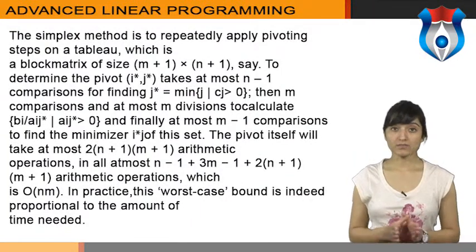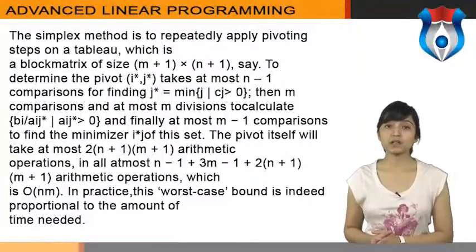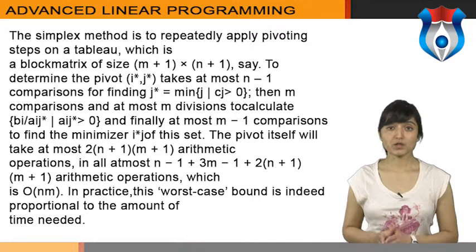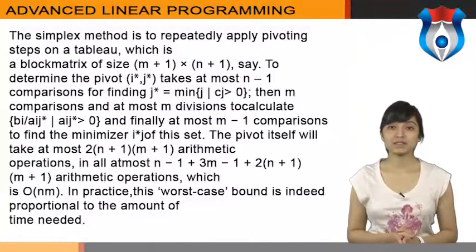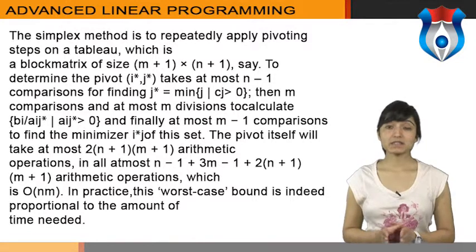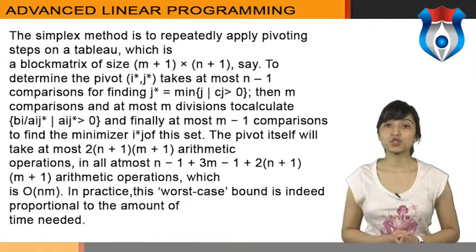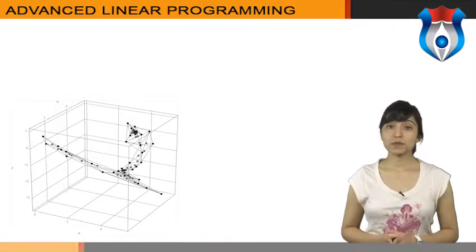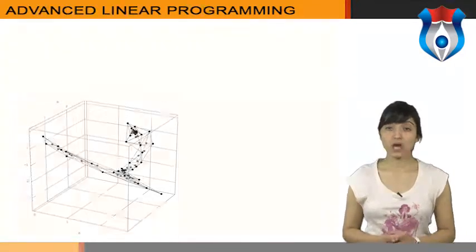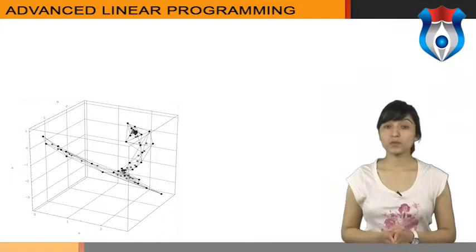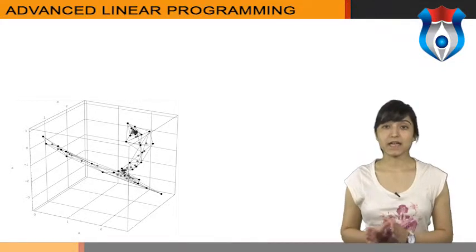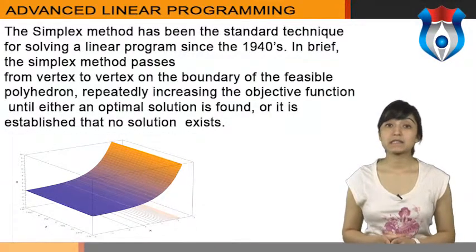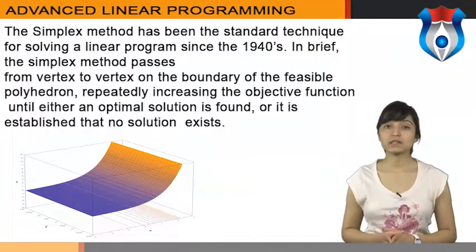in all at most (n minus 1) plus (3m minus 1) plus 2(n plus 1)(m plus 1) arithmetic operations, which is O(nm). In practice, this worst case bound is indeed proportional to the amount of time needed. The simplex method would be useless if its average behavior was close to the worst case bound. However, empirical studies show that the number of pivot steps is usually linear in n, the number of columns of the table. The simplex method has been the standard technique for solving a linear program since the 1940s.